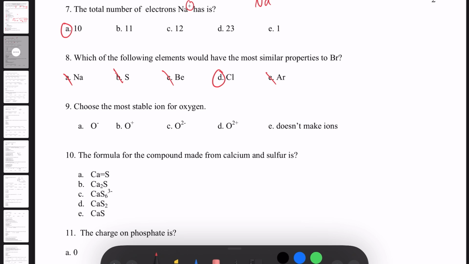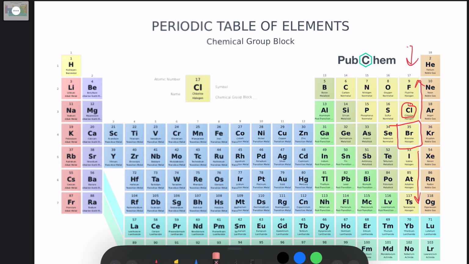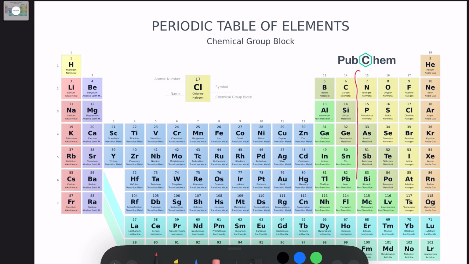Choose the most stable ion for oxygen. Again, ions are when elements have oxidation numbers, and right away we can rule out the option that oxygen doesn't make ions, because I can tell you right now, it does. So it's not E. We can also rule out 2 more when I tell you that, when we're looking at the periodic table, elements on this side are negative numbers, whereas elements on this side are positive, or positive oxidation numbers.